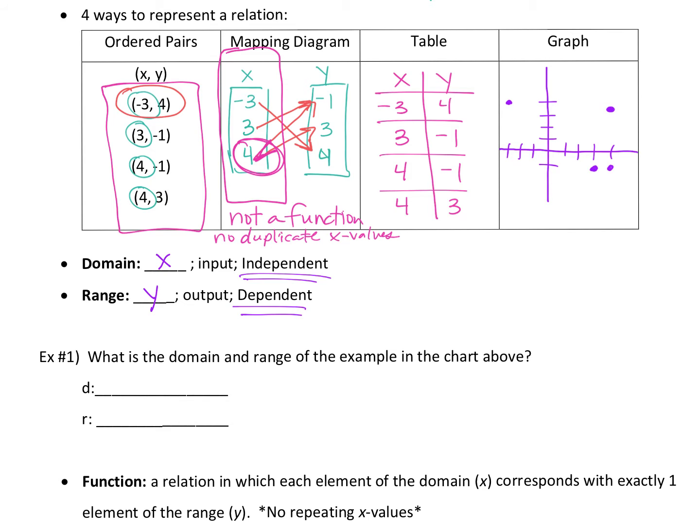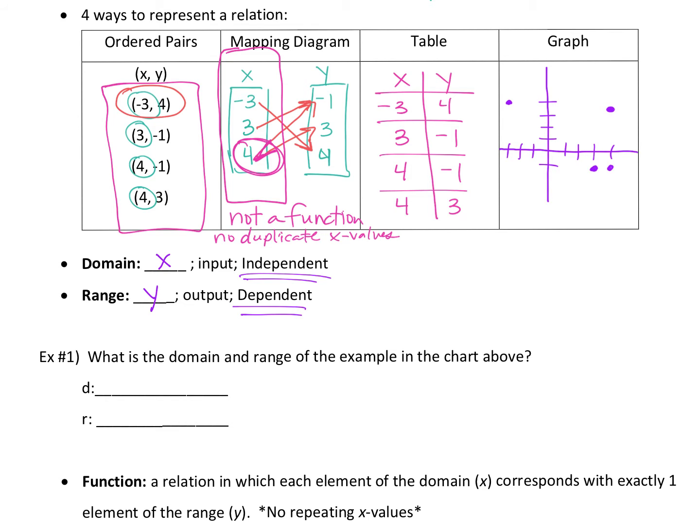You can put whatever you want in, right? It's independent. I can put in a 7, I can put in a 3, I can put in a -1. The y, what comes out of it, is dependent on what you put in for your x, okay? So independent versus dependent, that's how I always think of it. Independent, because x can be whatever it wants. What you get out of it depends on what you put into it, okay?